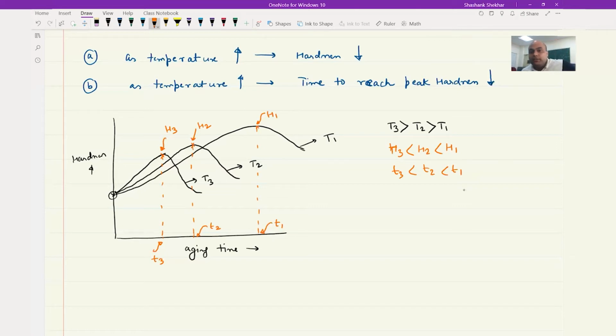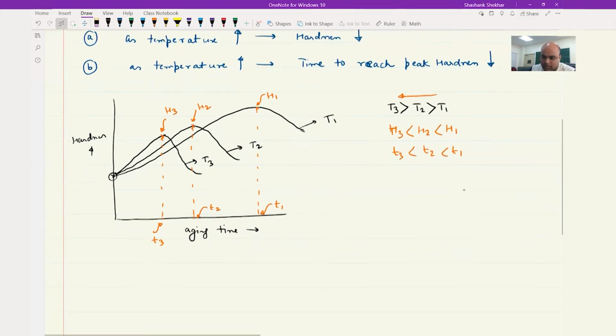Okay, so as you increase the aging temperature, both the hardness and the time to reach the peak hardness are going to decrease, and that is what is observed in the aging curve I have drawn here. So now you know how the precipitate size etc. changes with respect to time, and how the aging curve changes with time at a particular temperature. Then we just learned how the aging curve changes when you change the aging temperature.